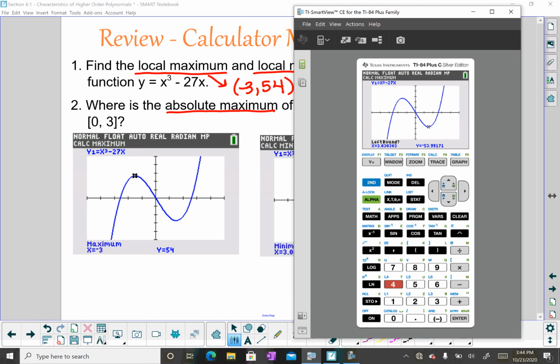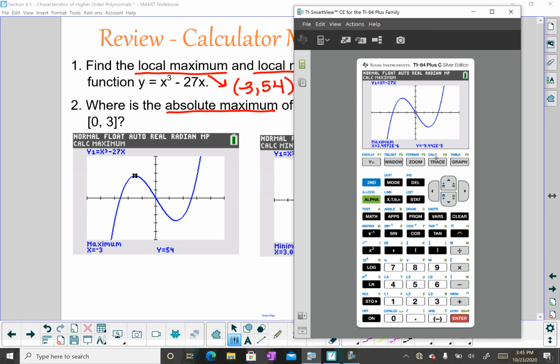So that means 0 is our left bound. I'm just going to hit 0, enter. 3 is our right bound. 3, enter. And then guess, hit enter one more time. And it tells me I've got these weird numbers with an E at the end of them. E in your calculator means scientific notation, times 10 to that power. So a number times 10 to the -6 or a number times 10 to the -5 is a super tiny decimal, which essentially means this rounds to 0.